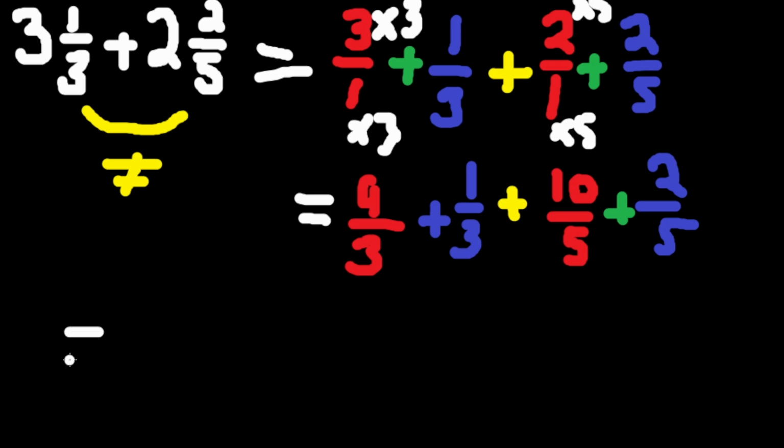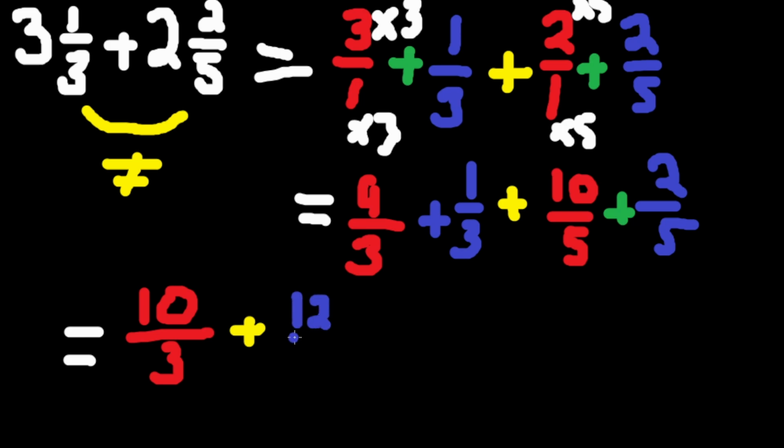And now, what does that equal? Well, we can add these two together. So the first fraction becomes 10/3, and these two are going to become 12/5. We're not done yet though, because we want these guys to be equal denominators, and 3 and 5 are clearly not. So how can we fix this?